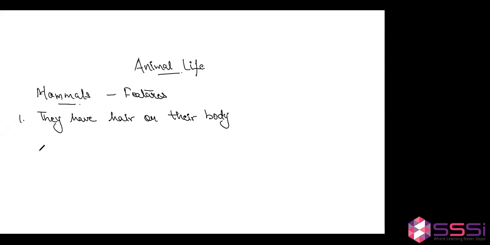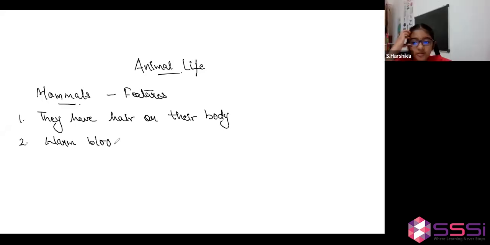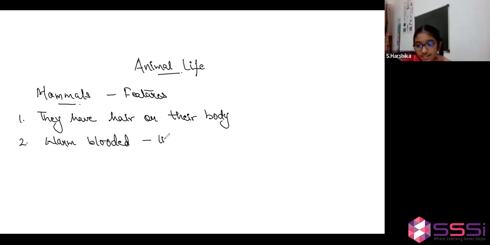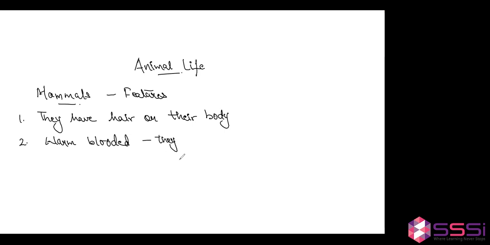Then mammals are warm-blooded. Why are they warm-blooded? Do you have any idea? Mom, I don't know what warm-blooded is. The meaning of warm-blooded is that they can regulate temperature. Regulate means they can maintain, right? Yes. They can feel the cold, they can feel the warm.